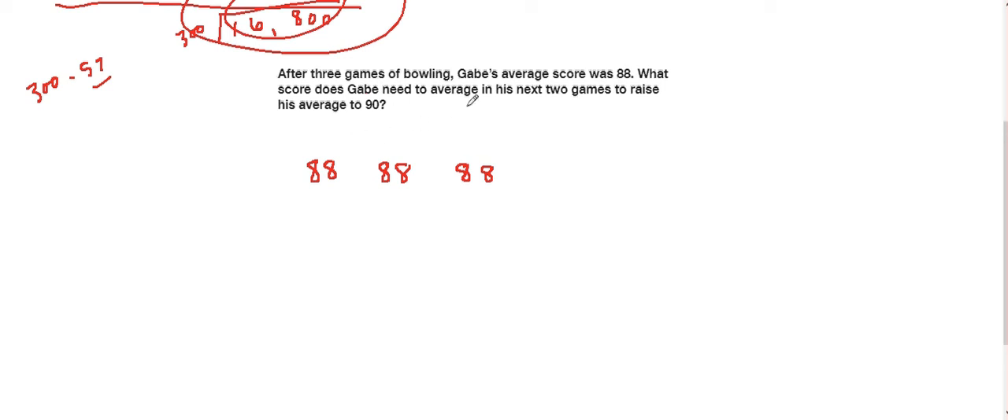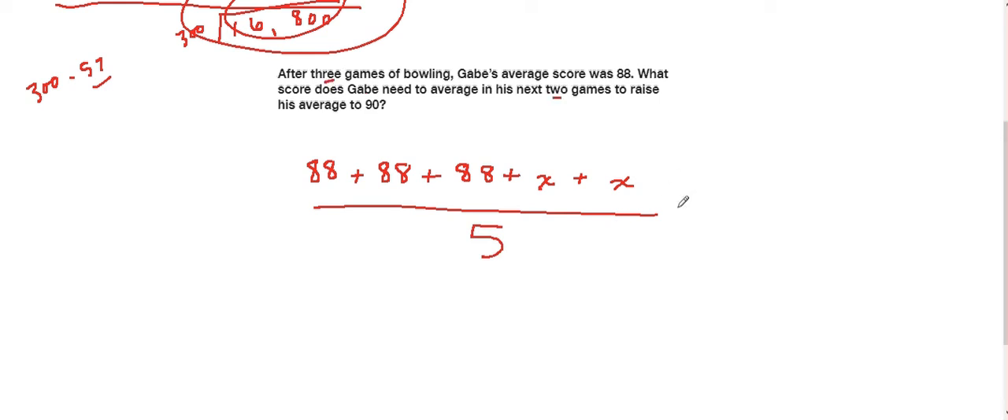What score does Gabe need to average in his next 2 games to raise his average to 90? Remember how we find average? We take the sum of all the scores. We don't know the 4th and the 5th score yet. Let's call them both X because they're going to be averaged, so they can be the same. How many games total will it be? You divide by the total number of games, which is 5, right? 2 plus 3. The average needs to come to 90.